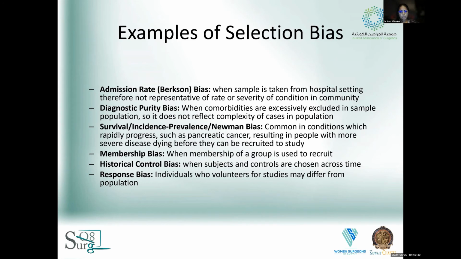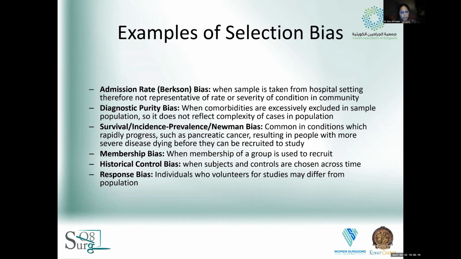You have membership bias. So when you use the membership of a group, so let's say I'm going to look at cardiac risk factors in people with a gym membership, then you've already biased your selection because you're just looking at fit people. Next one is historical control bias, and you see this when people do studies over time. So when you choose your subjects and then your controls are from the past. So this is biased because treatments have changed over time.